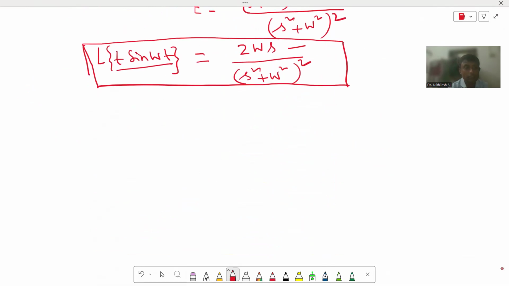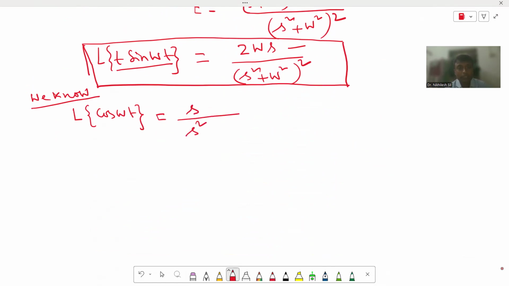Now come to the next function, that is Laplace of t cos omega t. Now we know, already we have proved, that Laplace of cos omega t is equal to s by s square plus omega square.